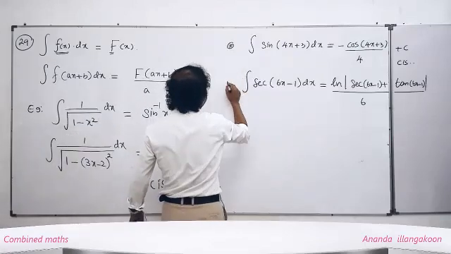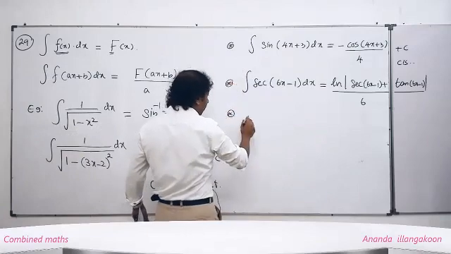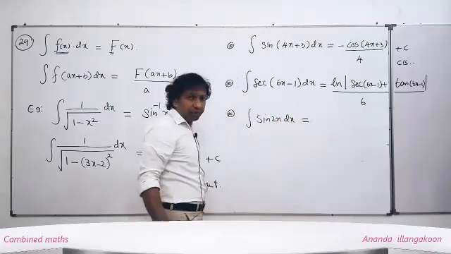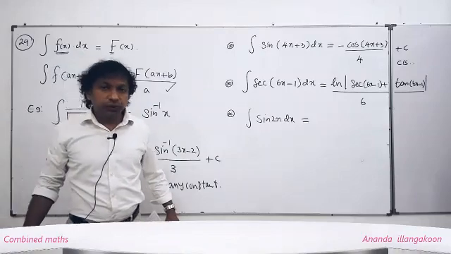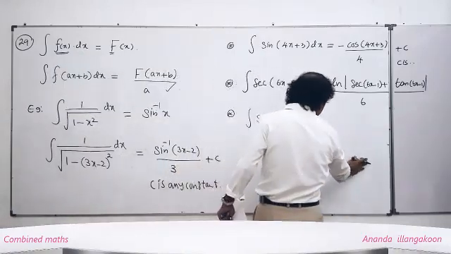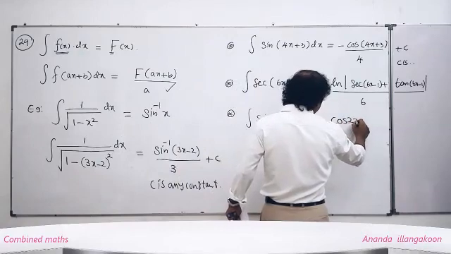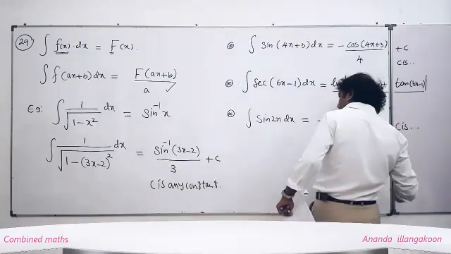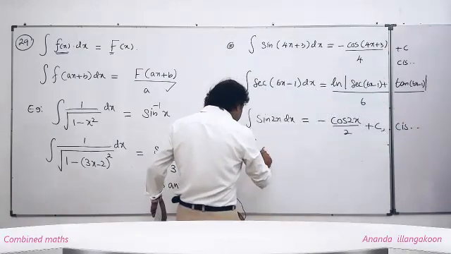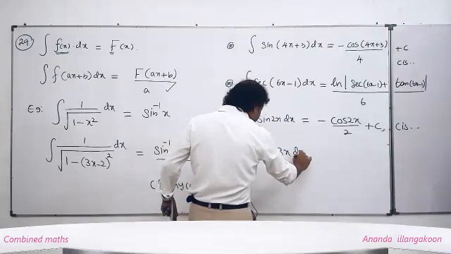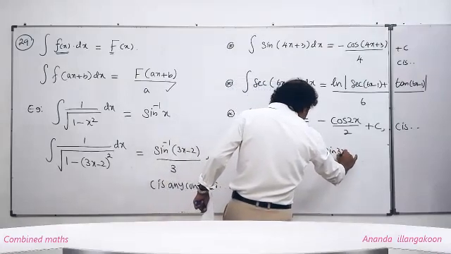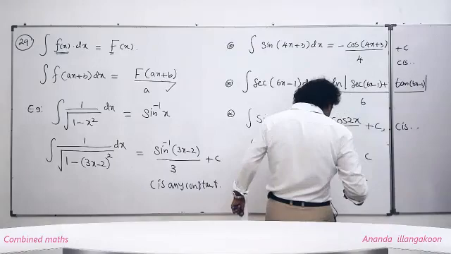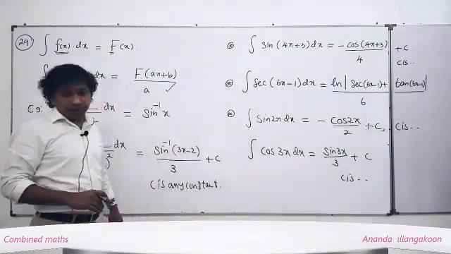Take down these examples. Then this way, when you have sine 2x dx, people, what is the integral of sine 2x? Minus cos 2x by 2, plus c. C is any constant. Cos 3x dx. What is this, people? Sine 3x by 3 plus c. C is any constant. Like that, you can take the integrals by using this result.